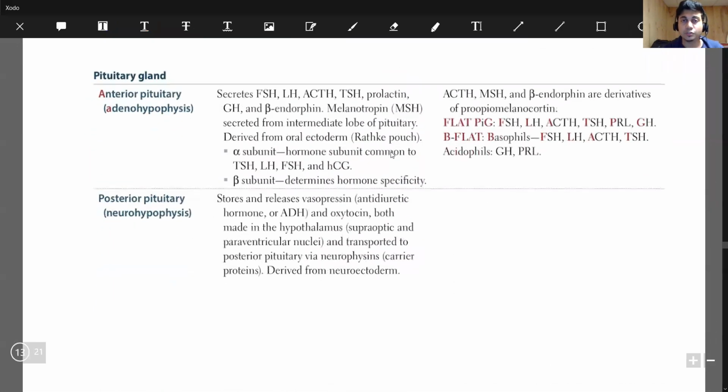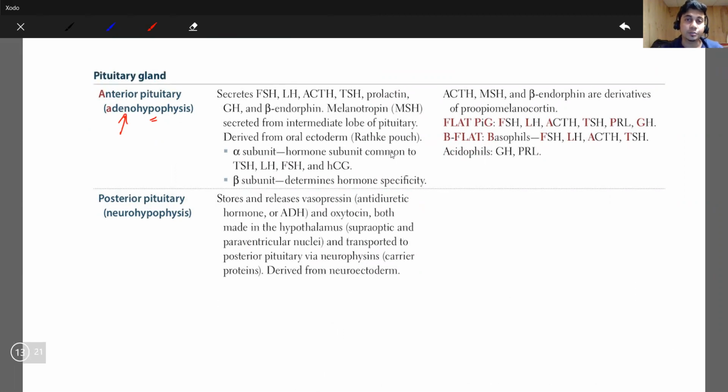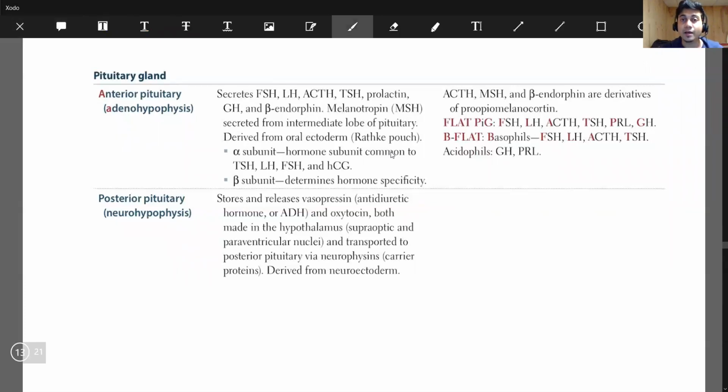Now, these hormones of the pituitary gland, not a big deal. The anterior pituitary, also called the adenohypophysis. Adeno means hormone-producing cell or secretory cell. Now, as the anterior pituitary generates hormone and releases the hormone, it is called adenohypophysis. But again, the posterior pituitary does not produce the hormone. It only stores the hormones that are produced in the hypothalamic nuclei.